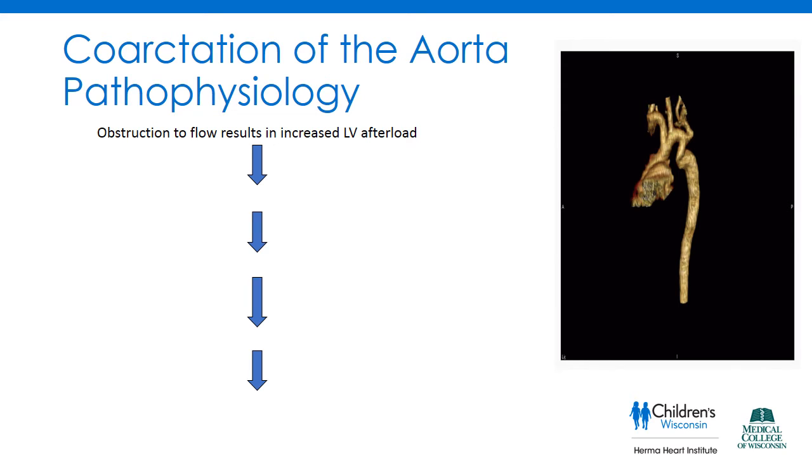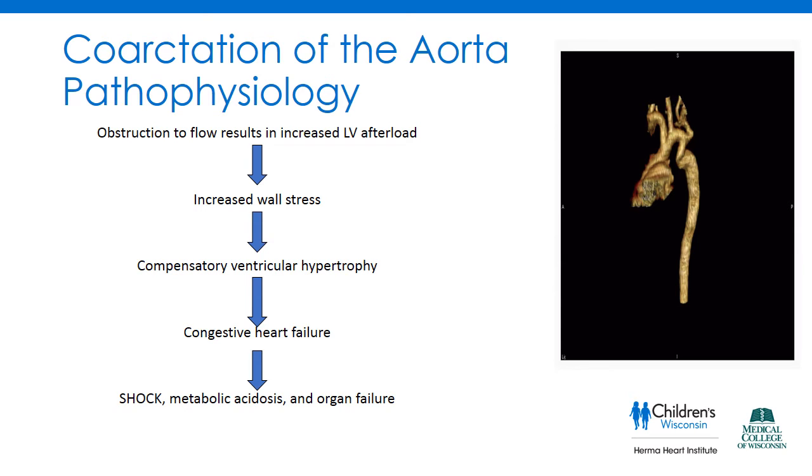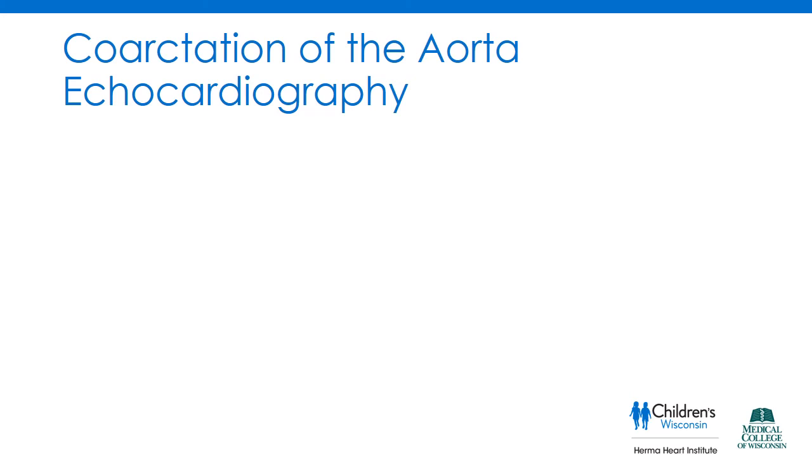So there's obstruction of flow that results in increased left ventricular afterload, or basically increased pressure beyond the left ventricle. This causes increased wall stress on the left ventricle, which results in thickening or hypertrophy of that left ventricle. And then long term, this can result in congestive heart failure, and they can develop shock, acidosis.